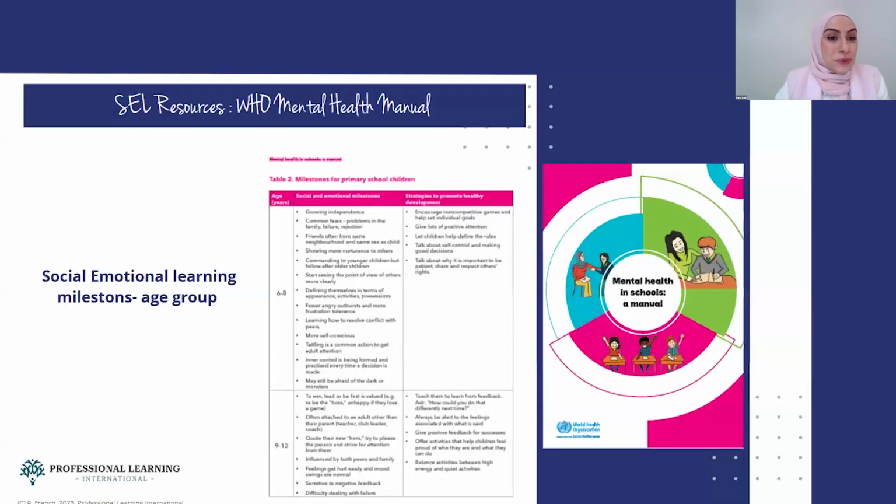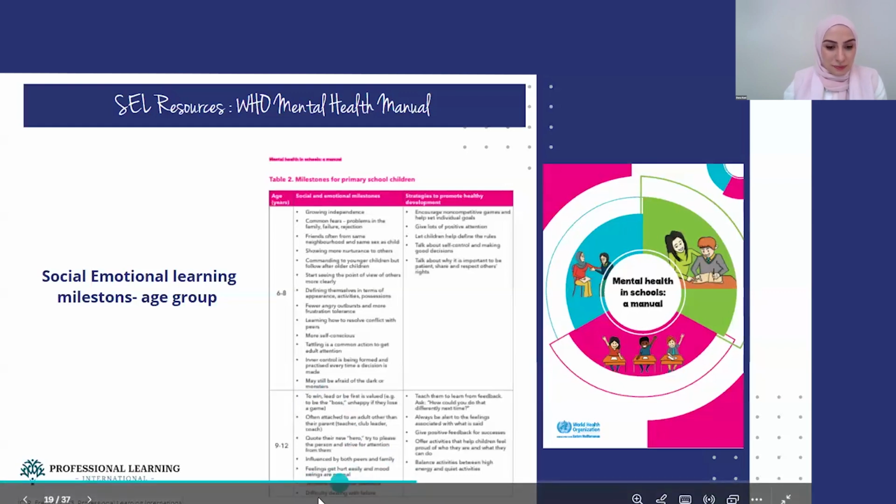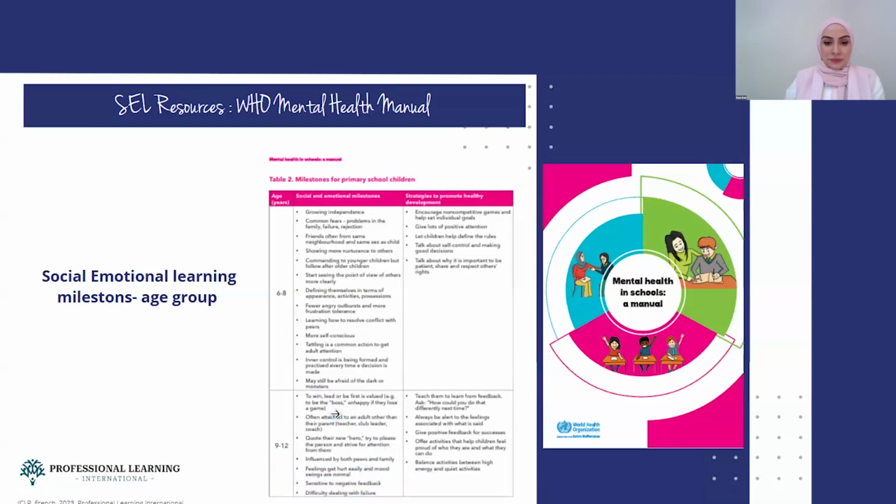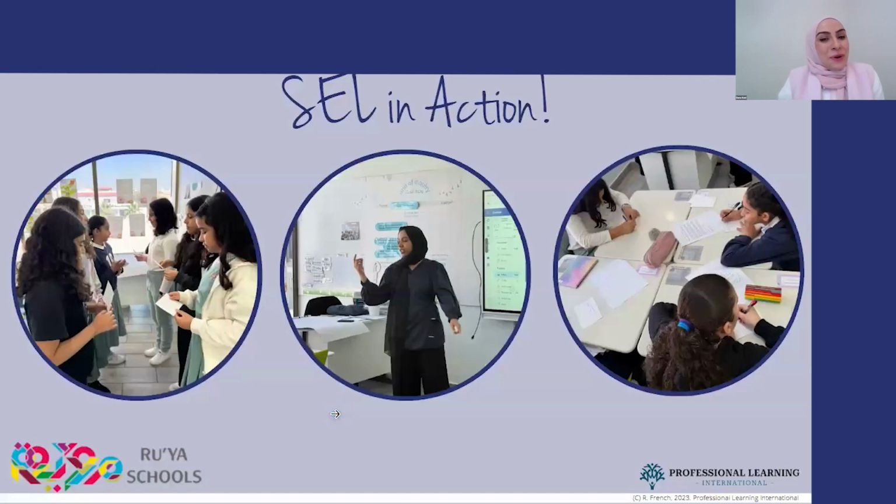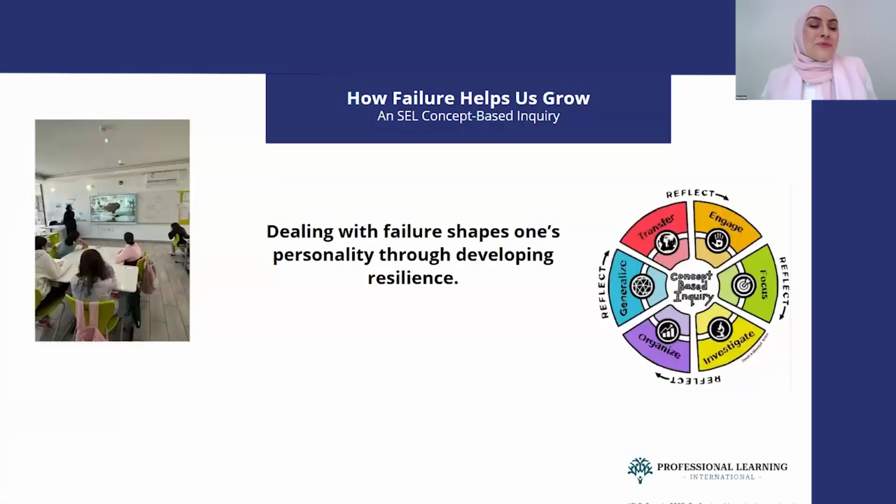This is the resource we used, the one I mentioned before. And as you can see here at the bottom, in 9 to 12-year-olds, difficulty dealing with failure is one of the descriptions of their milestone. And this is our wonderful counselor, our wonderful students at Ru'ya School. They were implementing the session. So let me walk you through the steps and the actual lesson plan of how we taught this session.